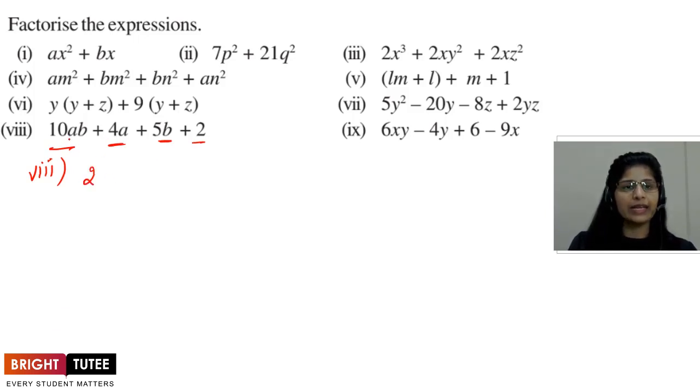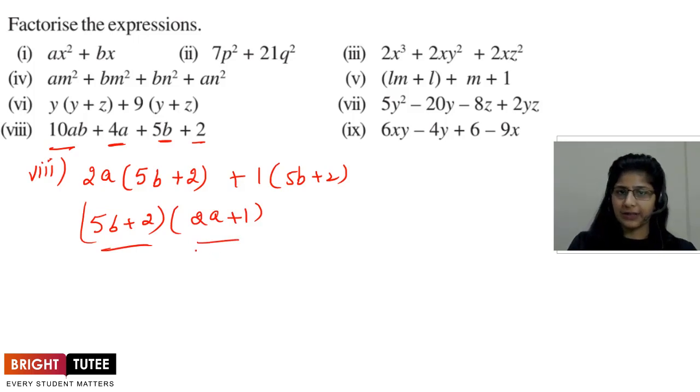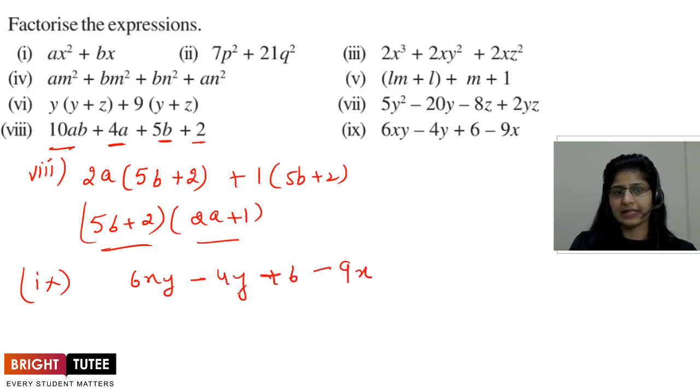2 is common. And a and b, what is common? A. So 2 5s are 10, 5b plus 2 2s are 4, a is already common, we can take 1 here, 5b plus 2. Of the complete expression, 5b plus 2 is common, we get 2a plus 1. So these are the two factors. Got it? Now the last part, that is 6xy minus 4y plus 6 minus 9x.